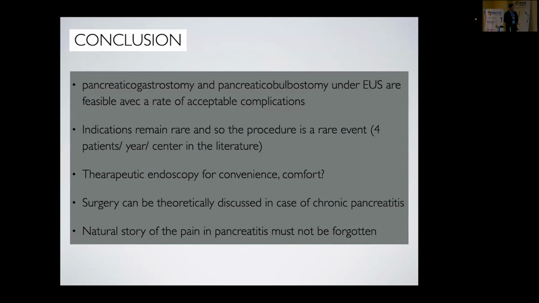So in conclusion, pancreaticogastrostomy and pancreaticobulbostomy under US are feasible with an acceptable rate of complication. Indications remain rare, and so the procedure is a rare event. In the literature, it's 4 patients per year per center. The therapeutic endoscopy is for convenience, for comfort. Be careful. And surgery can theoretically be discussed in case of chronic pancreatitis. As you know, early surgery can be efficient. The natural history of the pain in pancreatitis must not be forgotten. Thank you.